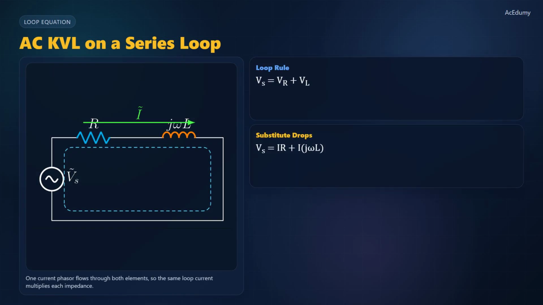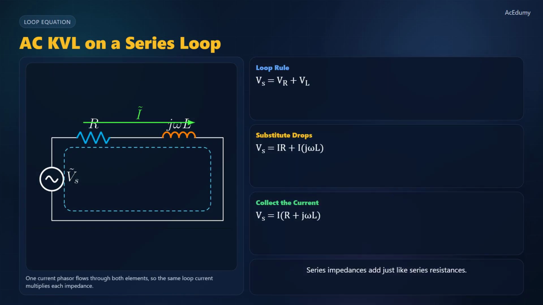Start with AC KVL. In a series RL loop, the source phasor equals the sum of the element drops. So V_S equals I R plus I j omega L, or I times the quantity R plus j omega L. Same loop rule, same topology, new impedance labels.